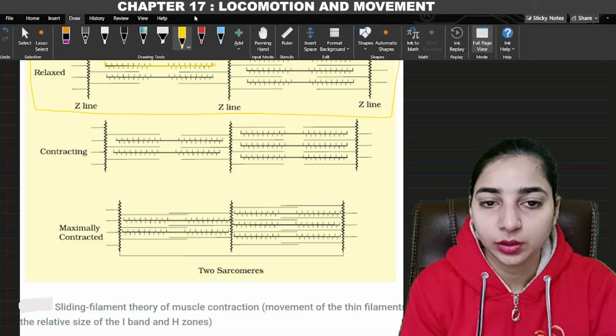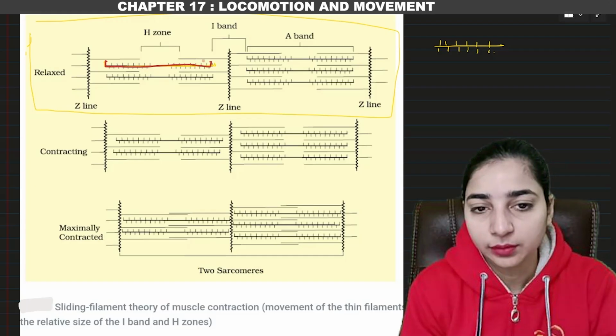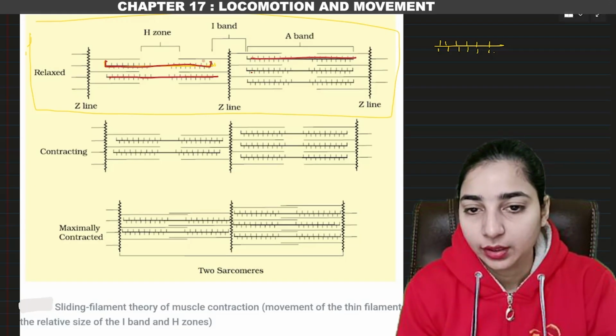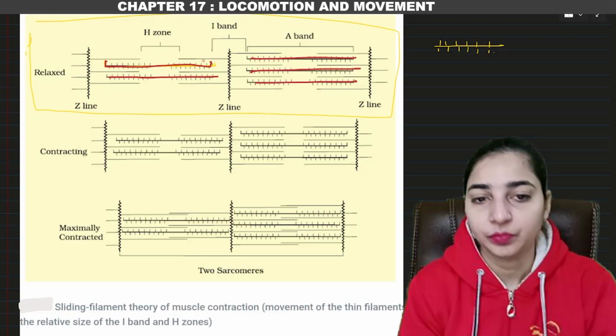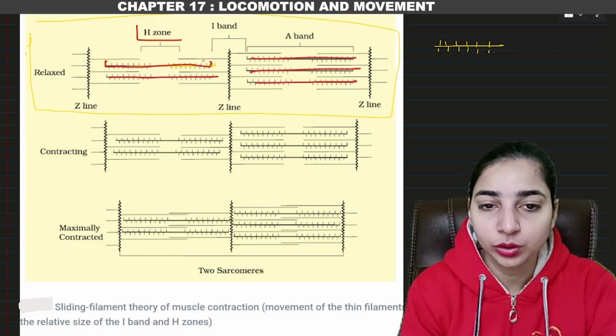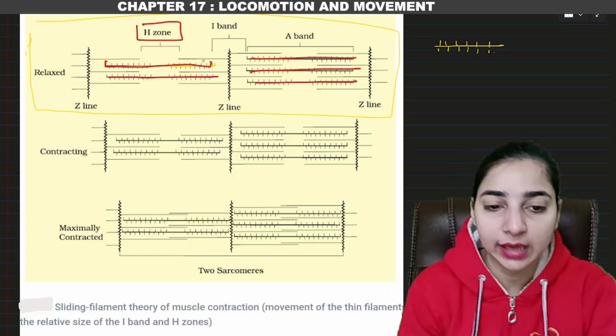Let me show you in red color. So in red color, we have myosin. And these myosin are overlapped by the actins on both the sides. This is the relaxed state. Here you can see the H zone, which is not overlapped. So it will have an H zone not overlapped by the actin.